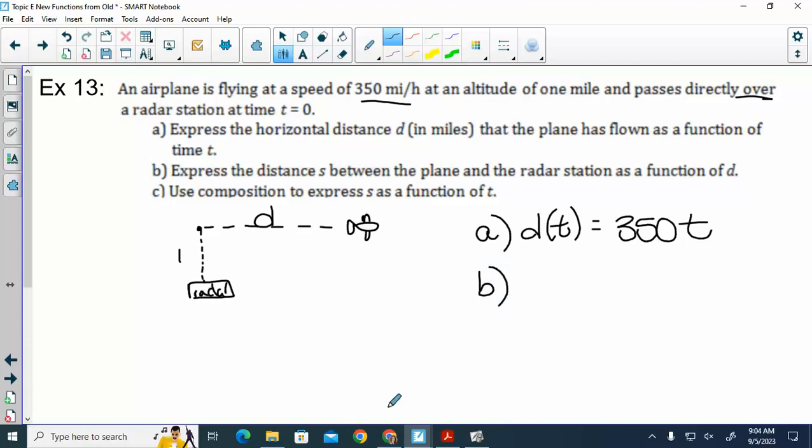Okay. B. Express the distance s between the plane and the radar station as a function of d. Alright, let's look. So s, I don't have in my picture even, but it's the distance from my plane to my radar station. What kind of triangle did I just draw? Right triangle. What formula do we use a lot in right triangles? Pythagorean theorem. a squared plus b squared equals c squared. c has to be the hypotenuse. In this case, it would be 1 squared.